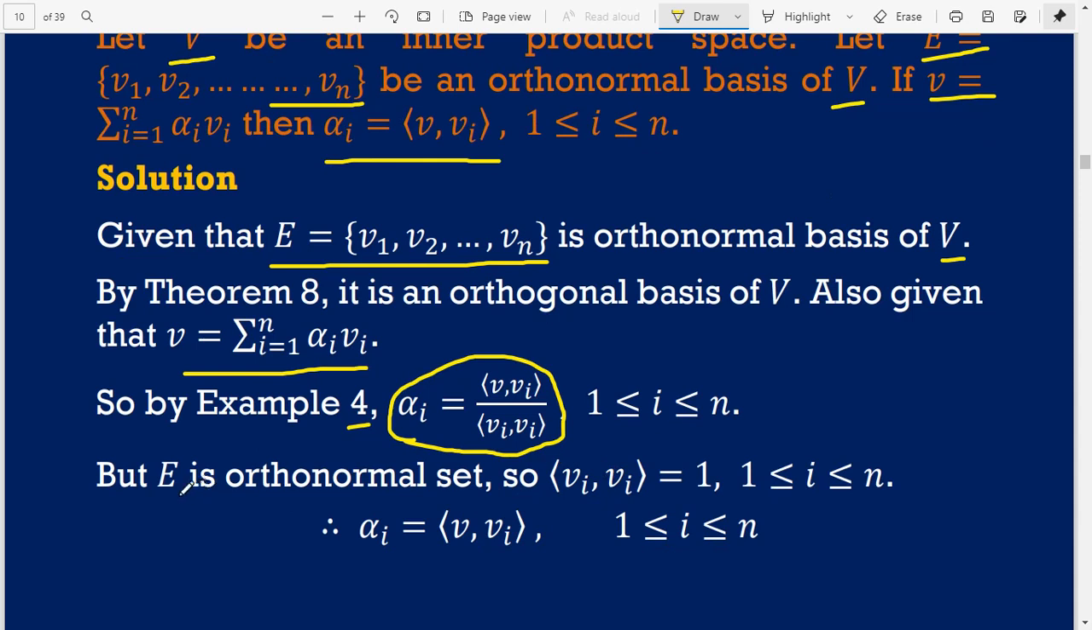But E is an orthonormal set. So inner product Vi with Vi is equal to 1. So this is equal to 1. So alpha i is equal to inner product v with Vi.